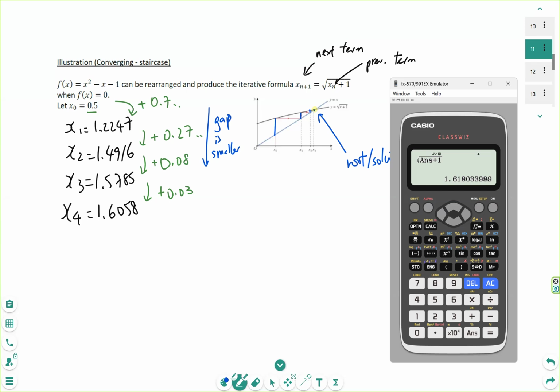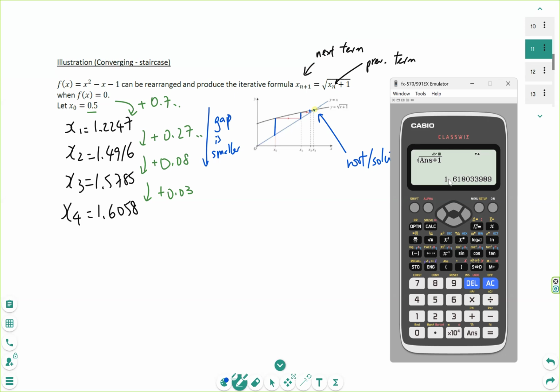1.618033989. Now, let's say we use this value and put it back in f of x, you should get a value very close to 0. So I'm going to use this as my answer: answer squared minus answer minus 1. See, you get 0. Therefore, the root essentially is 1.618033989. Obviously, there is a limitation to the scientific calculator.